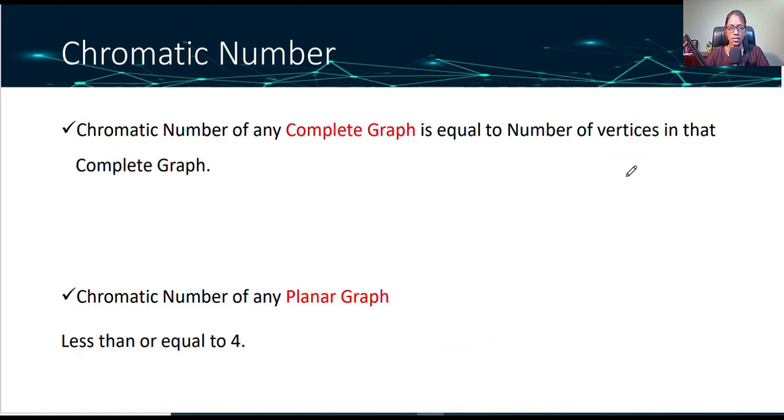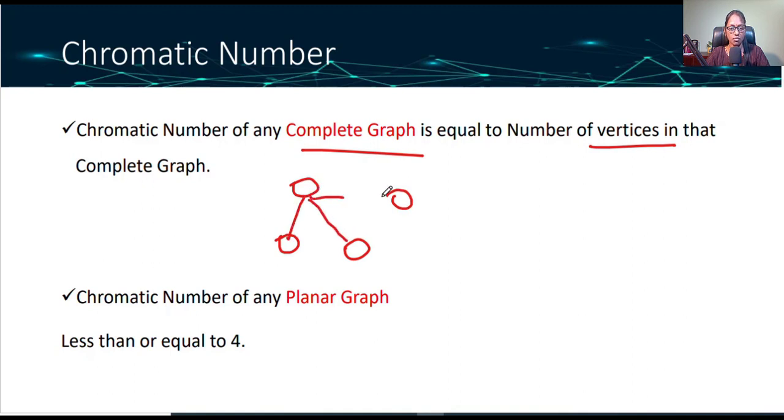One more interesting fact is that the chromatic number of any complete graph is equal to the number of vertices in that graph. So what is a complete graph? If every vertex is connected with every other vertex in the graph, then it is called a complete graph. For example, here are A, B, C, D, 4 vertices. A is connected with B, C and D, and similarly B is connected with A, C and D, C is connected with A, B, D, and D is connected with A, B and C. So this is called a complete graph.